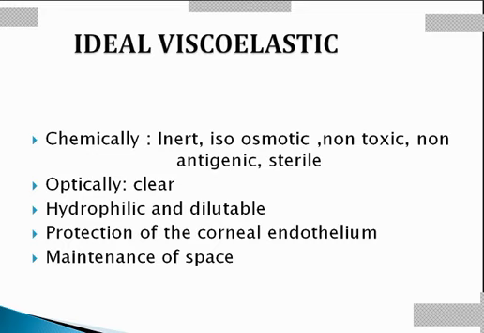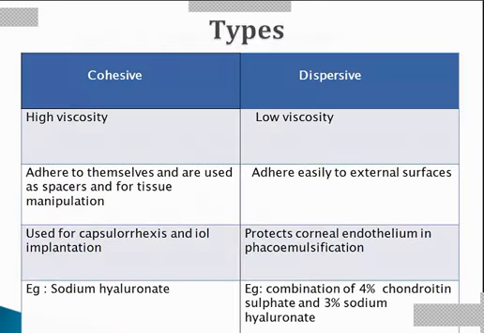And maintenance of the space also. Immediately after extraction of the nucleus, there will be collapse of the anterior chamber. So immediately after extraction of the nucleus, we will put viscoelastic substance inside the anterior chamber to maintain the globe structure. Suppose the globe collapses, there will be touch of the instruments and endothelium. That will cause the damage of the corneal endothelium. To avoid that, we use viscoelastic substance.